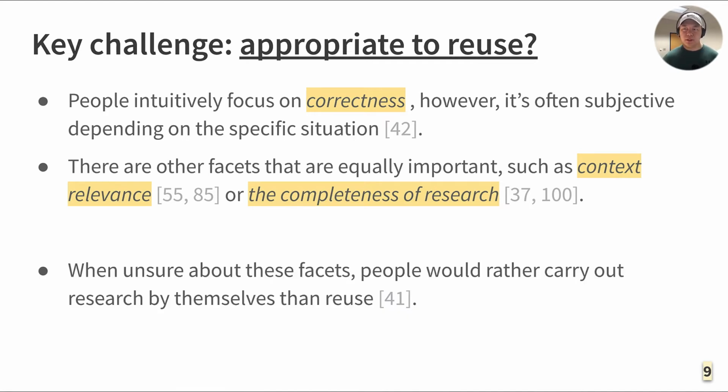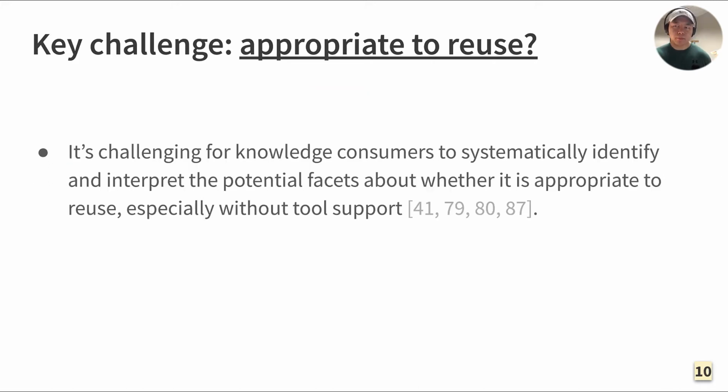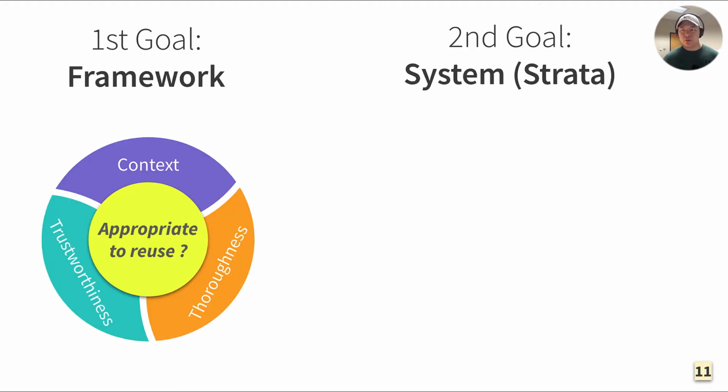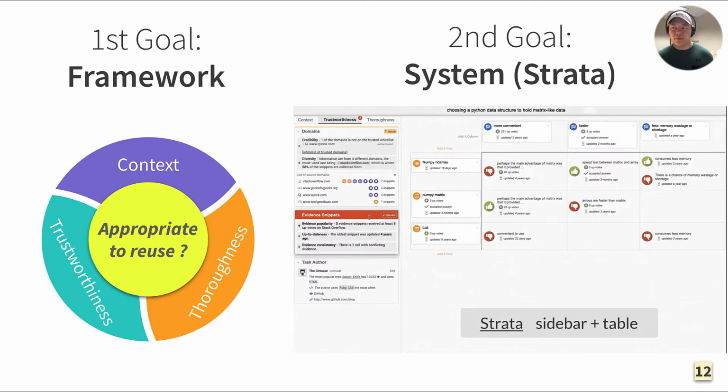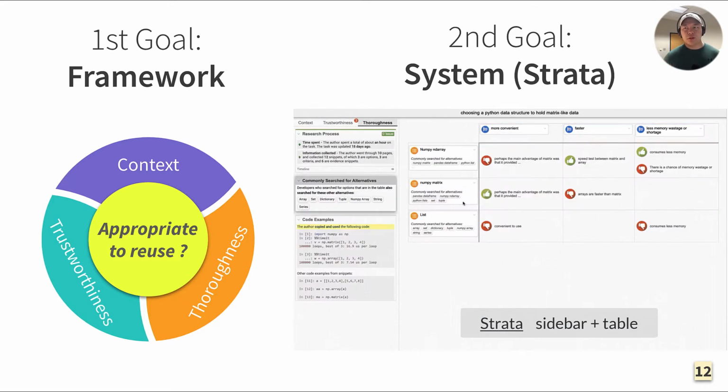And unfortunately, prior work also showed that when people are not sure about these facets, they would rather carry out their own research than reusing someone else's results. So in summary, it is hard for consumers to systematically identify all the potential facets to verify before reusing summarized knowledge, and it lacks proper tool support to help them interpret these facets. Therefore, the two goals of our research are to provide a framework that systematically outlines all the potential facets to consider when evaluating the appropriateness to reuse knowledge, and to produce a prototype system to extract and surface the signals and properties that would help consumers interpret these facets.